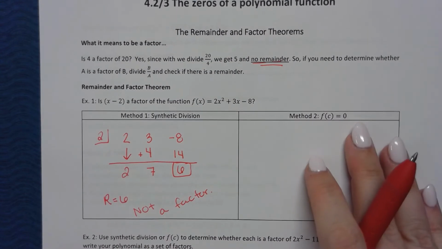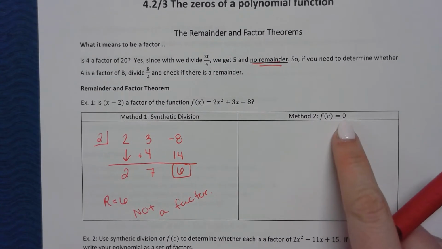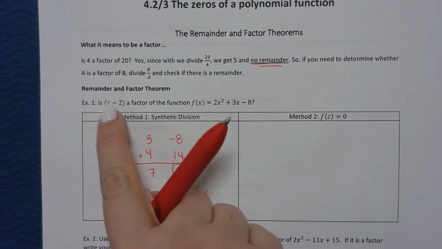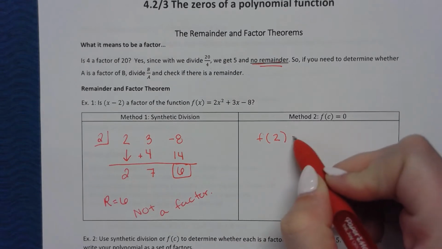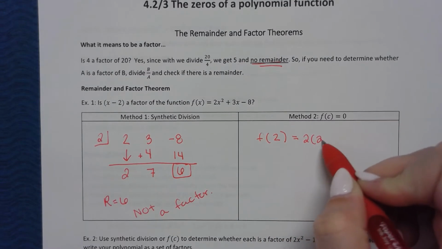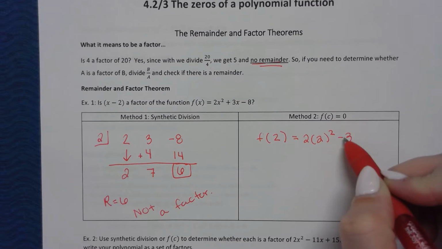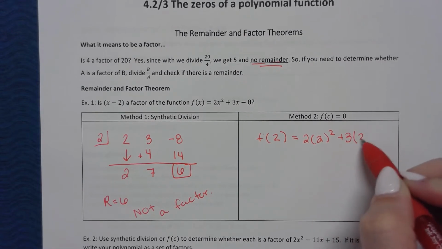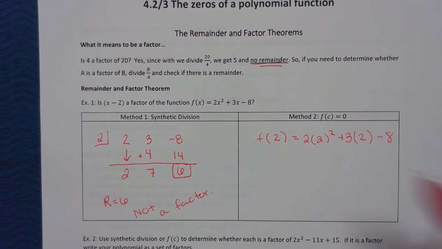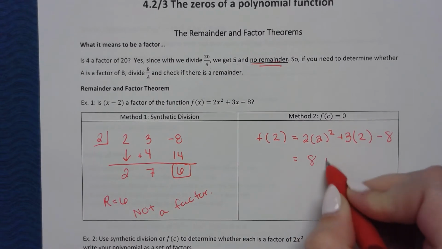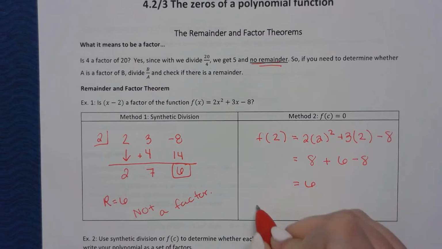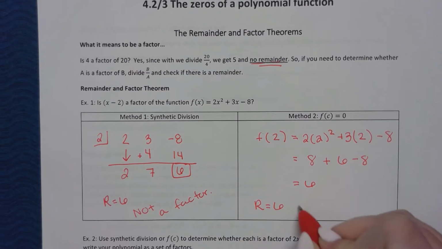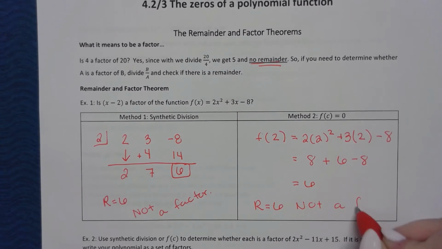Method 2 is to plug in the 0 and see if the answer is 0. So if I plug in the 0 here of x minus 2, which would be positive 2, into all of the x's, f of 2 would be 2 times 2 squared plus 3 times 2 minus 8, which gives us 8 plus 6 minus 8, which gives us 6. So the remainder is 6, which means it is not a factor.